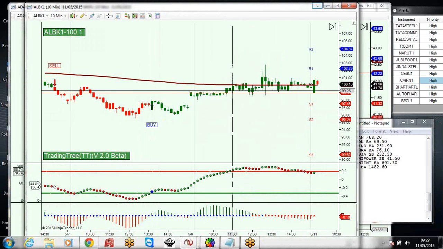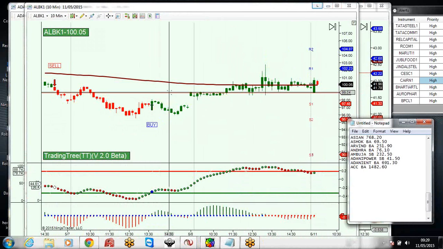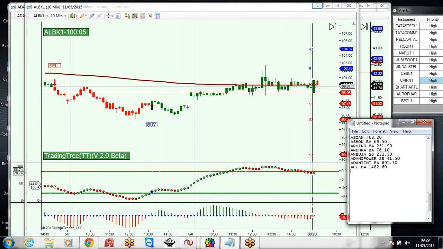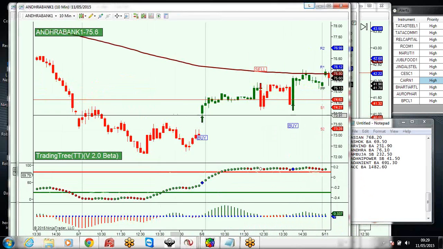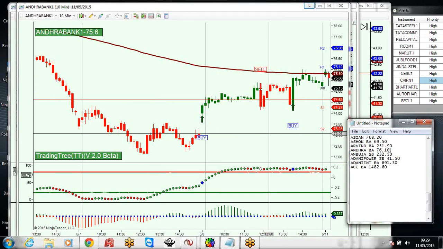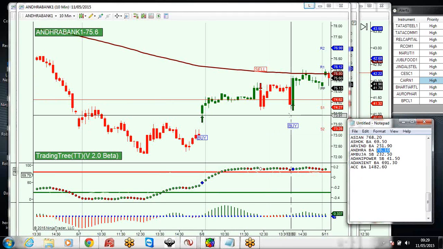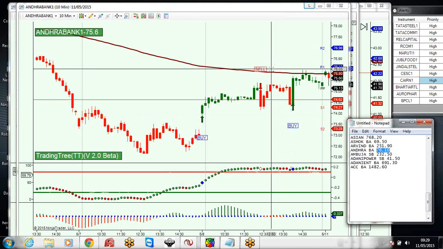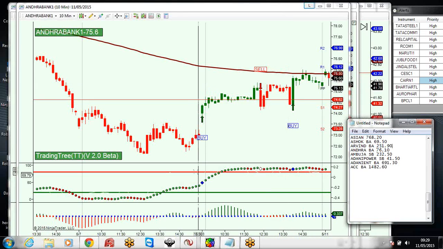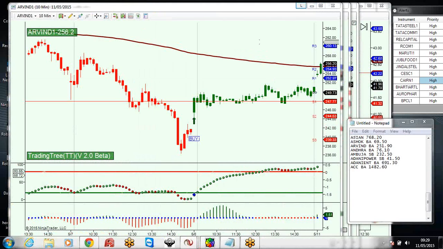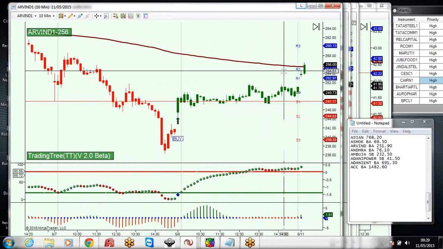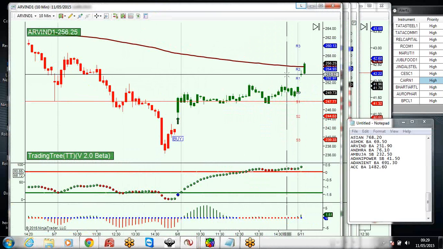ALBK, the reason why we didn't put any call here is you can just see that it has been flat. Andhra Bank buy above 76.10. That is at this level. Arvind 251.90, it's a buy. Now it is at 256. It opened gap up.